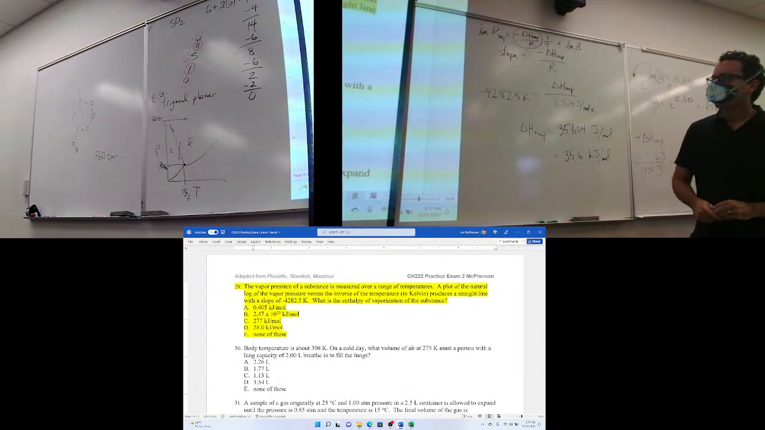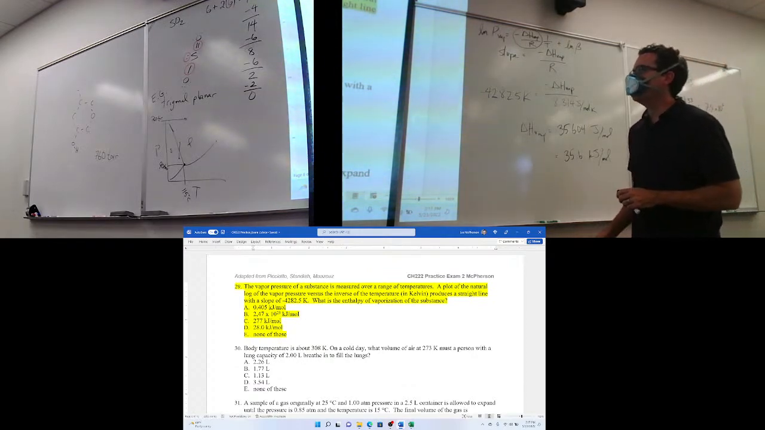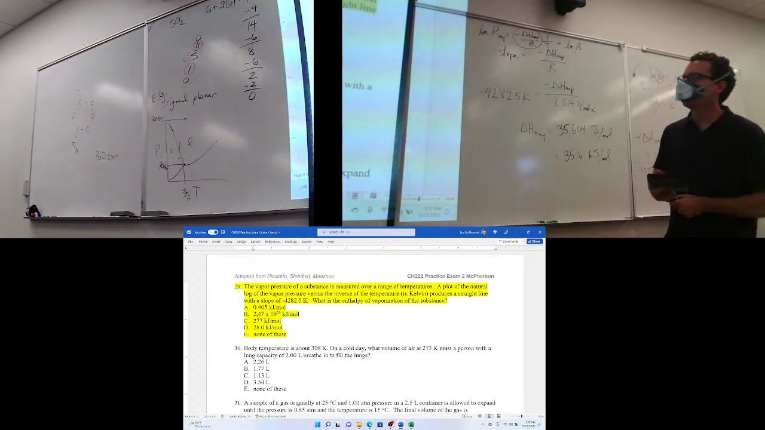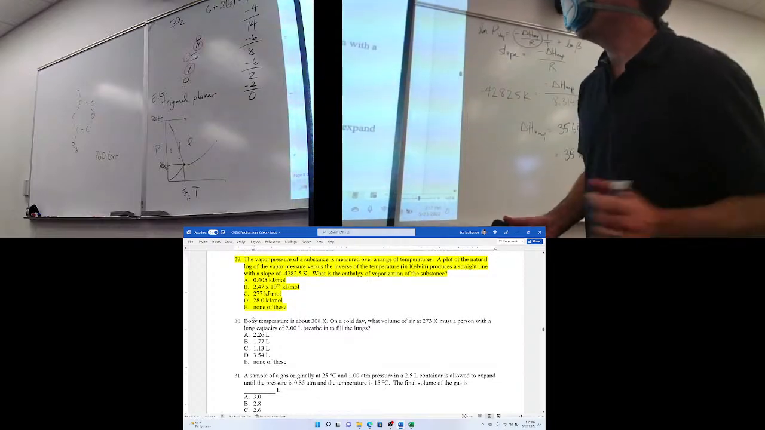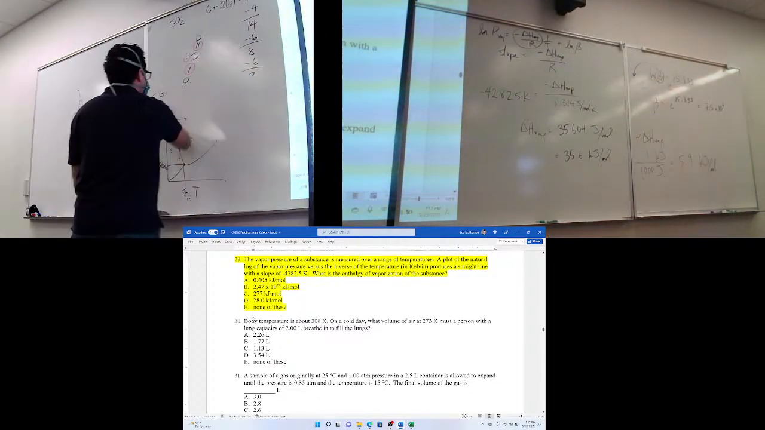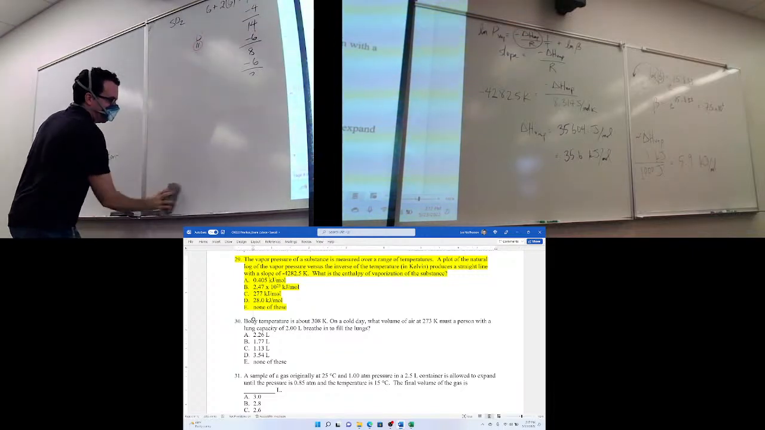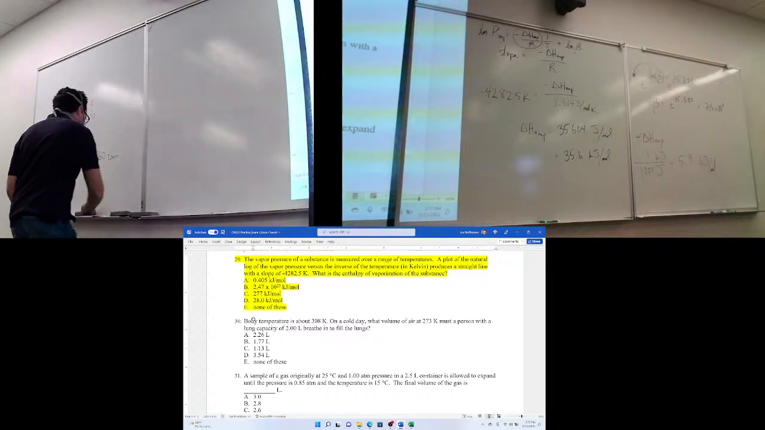All right. Body temperature is about 308 Kelvin. On a cold day, what volume of air at 273 must a person with a lung capacity of 2 liters breathe in to fill the lungs? All right, this is a great gas law question because you have to think what is plugging in where.